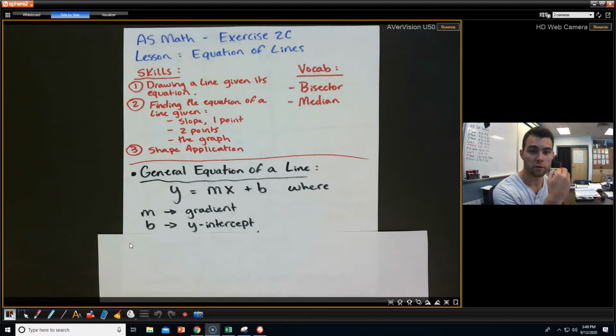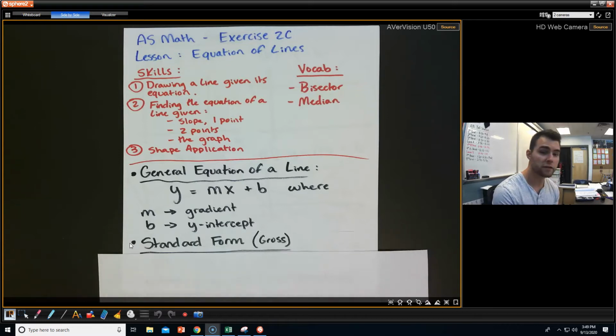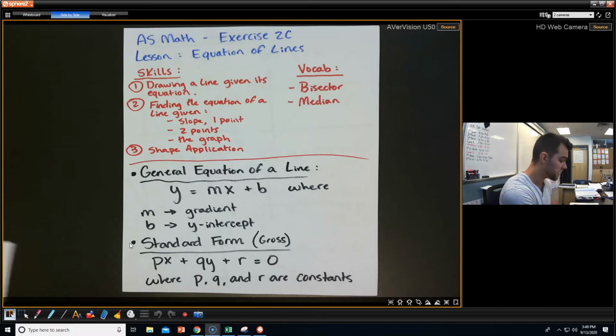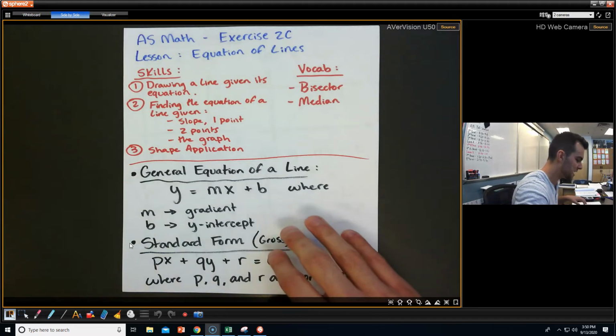This is what we're going to be referring to throughout this entire lesson, but we're also going to be talking about its less than stellar brother, let's call him, the standard form, okay? The standard form is px plus qy plus r equals 0, where p, q, and r are constants. I put gross by it because it is absolutely an atrocious abomination that has been bestowed upon us in the math world, and we unfortunately have to learn about it. I'm going to teach you how to work with it, but not necessarily use it that much, if that makes sense. Okay? Well, let's move forward.